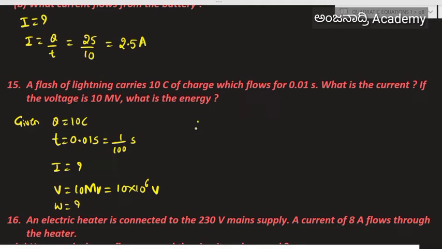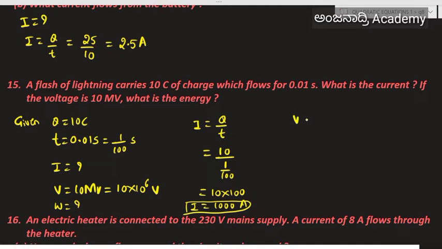We know, dear students, I is equal to Q by T. The electric charge given is 10, and the time is 1 upon 100. So when 100 goes to the numerator, 10 into 100 is 1000 ampere. I is equal to 1000 ampere. Current is equal to 1000 ampere.